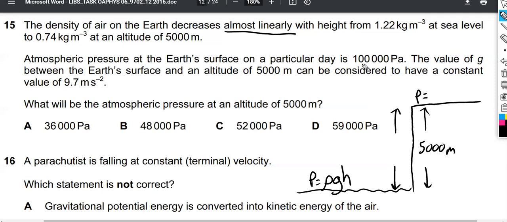So the very first thing I would do is take this 100,000 pascals and realize that's the pressure, but I need to subtract away from it some other pressure, okay? Namely the pressure of all this air right here. And that's what's going to get me to my final answer. My answer is going to be taking this pressure and then getting rid of all of this.